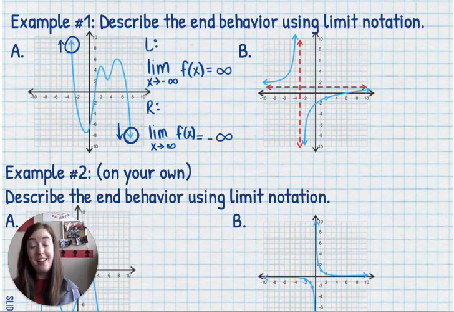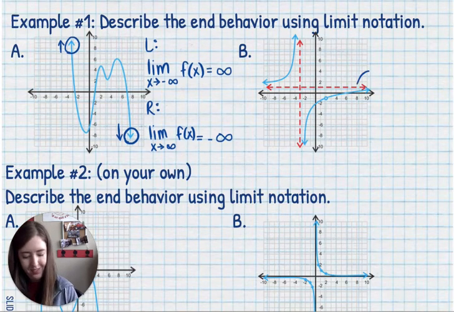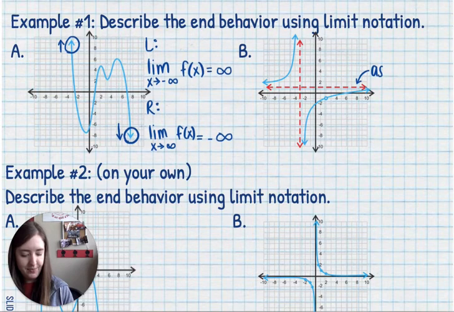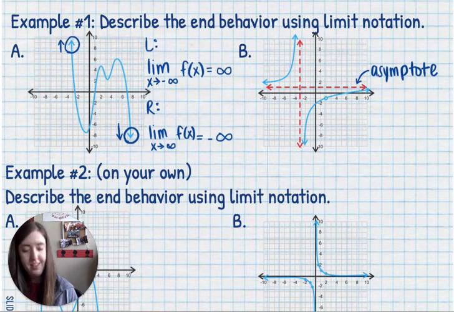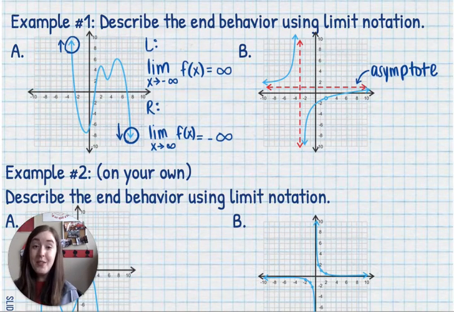Sometimes there ends up being a number there instead. So if it approaches a specific number, you're going to have these. Those lines are called asymptotes. So if you have an asymptote, you're probably going to have something silly for your end behavior.